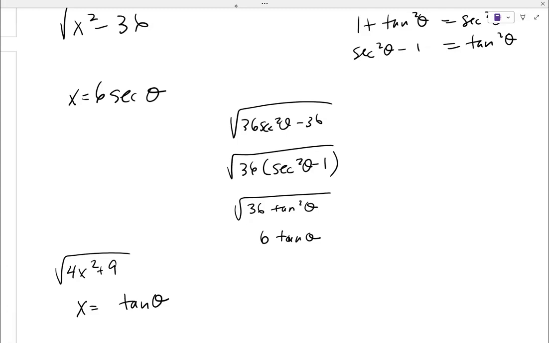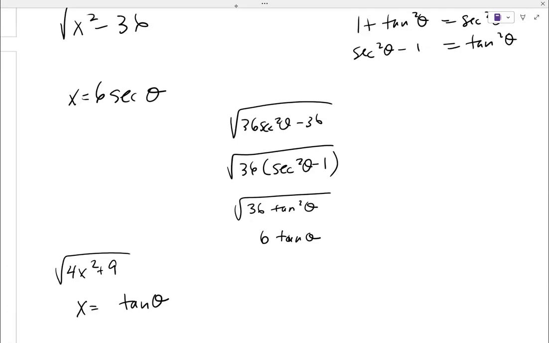To be able to use the identity, I need 1 plus tangent squared. Right now, this constant is not a 1. It's a 9. I've got to factor off the 9 somehow, right, when I'm done? So I've got to play with this constant now. I need to get rid of this 4 and make it a 9. How do you get rid of the 4 and make it a 9? What would you need to multiply it by?